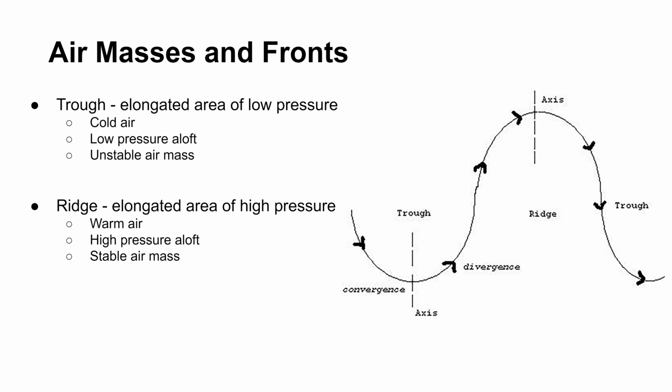Ridges are elongated areas with high pressure. Ridges are associated with warm air and high pressure aloft. Because the air aloft is heavier and exerts higher pressure on the air mass below, it creates a stable atmosphere. This produces dry, sunny weather conditions underneath the ridge. Sometimes winds form around a ridge high-pressure center that blow clockwise.